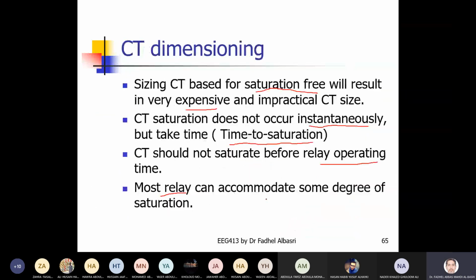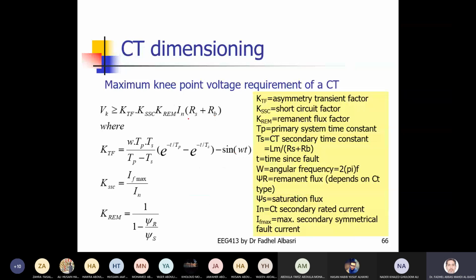As a result, this is one factor only, but we have also other factors. So the voltage class that I should choose should be greater than... I will just rewrite this. KSS is nothing but I fault. This is the short circuit current ratio, which is I fault divided by I rated secondary current nominal. Okay, so this is also I nominal. So this will go with this.